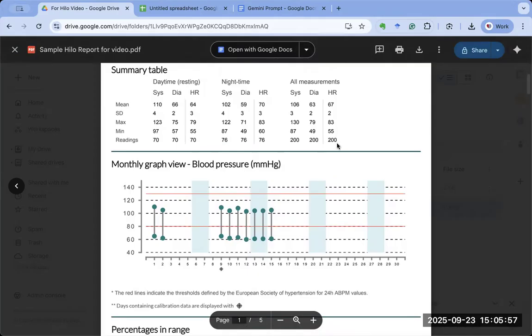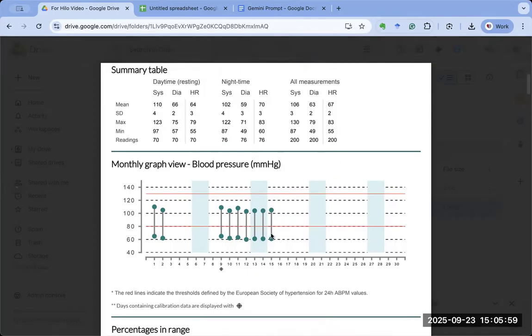Now, 200 readings over a period of 2 weeks or 15 days is an average of about 13 readings a day. Some days there were more readings, some days there were fewer. Usually, a Hilo device measures about 25 readings in a day, and no reading is taken when our hands move. So it only takes a reading when the hand is steady.